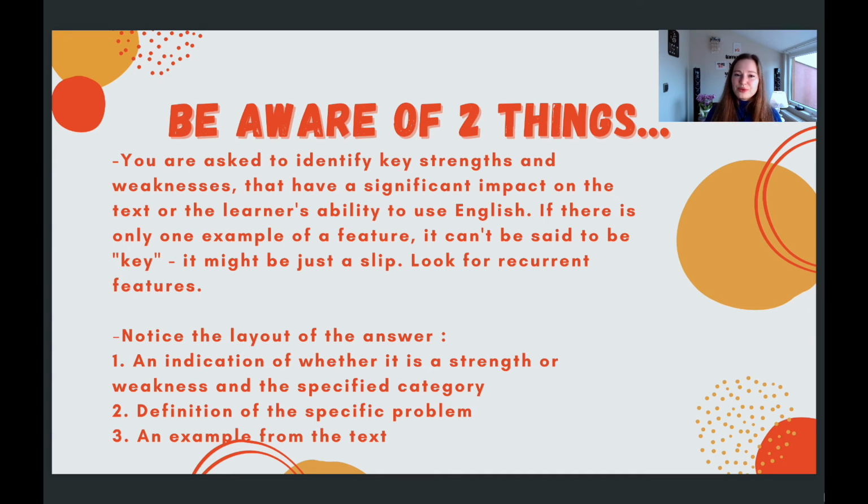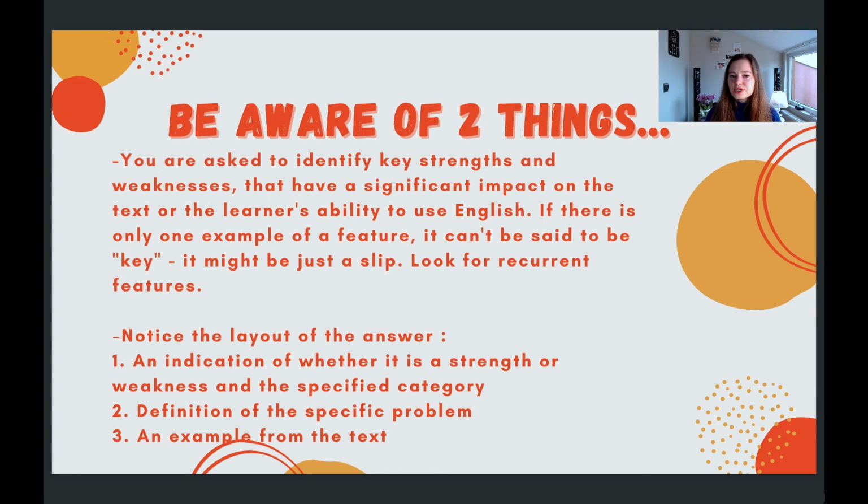And the things to be aware of. So there are 2 things to be aware of. You are asked to identify key strengths and weaknesses that have a significant impact on the text or the learner's ability to use English. If there is only one example of a feature, it can't be said to be key. It might be just a slip.